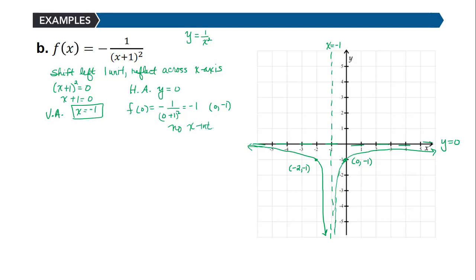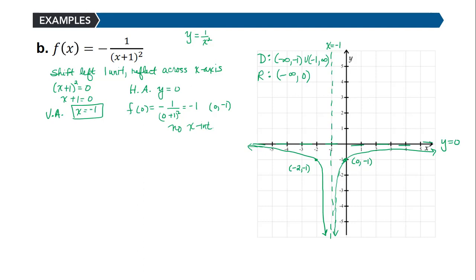Now what about the domain and range? So the domain is everything except for where it's undefined. So that is -infinity to -1 with the parentheses, union, -1 to infinity. The range, well, the graph is below the x-axis, so it is from -infinity to 0 with a parentheses.